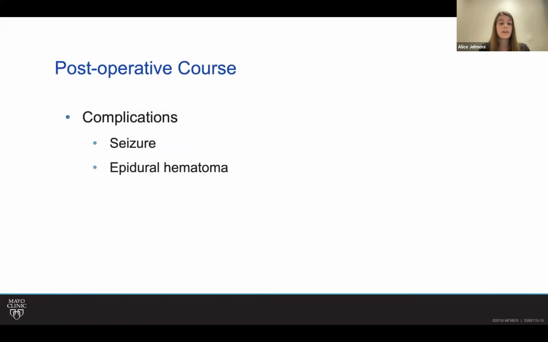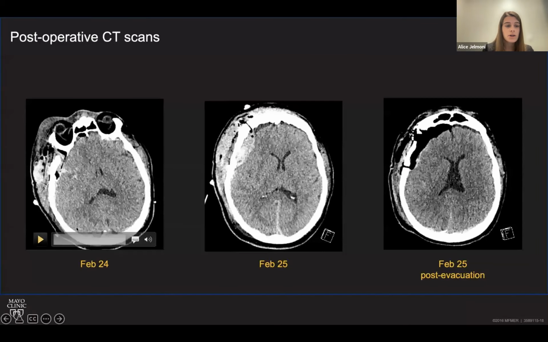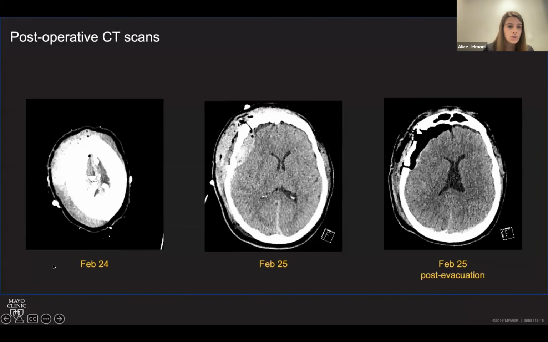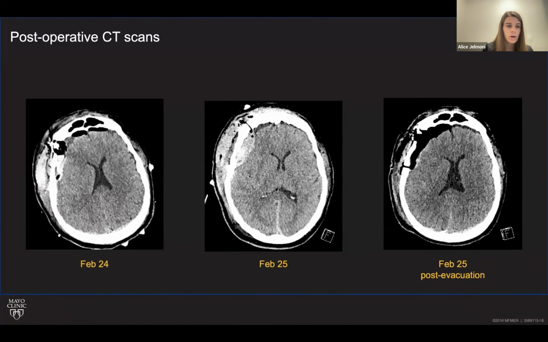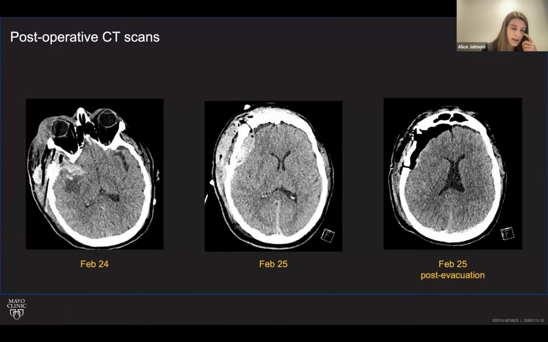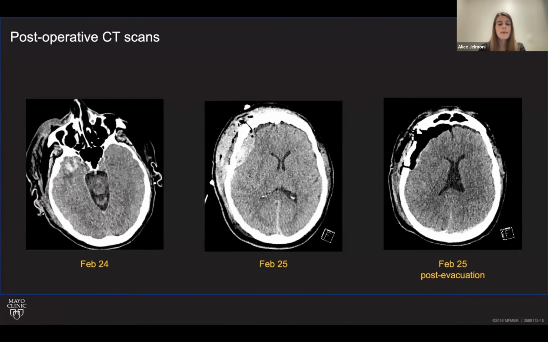So postoperatively, the patient suffered 2 complications, the first one being a generalized tonic-clonic seizure shortly after his arrival to the ICU. Here you can see the CT scan that was acquired on the next day of the seizure, which is unremarkable except for the expected surgical changes.